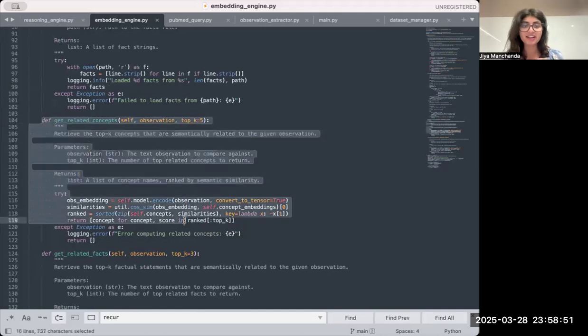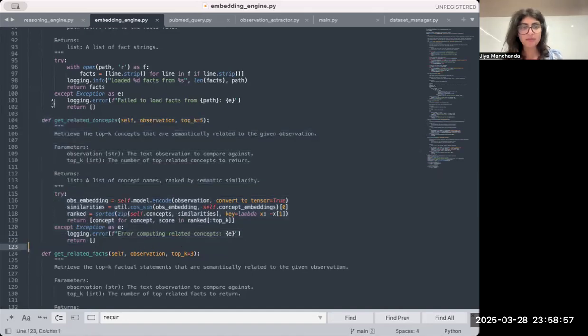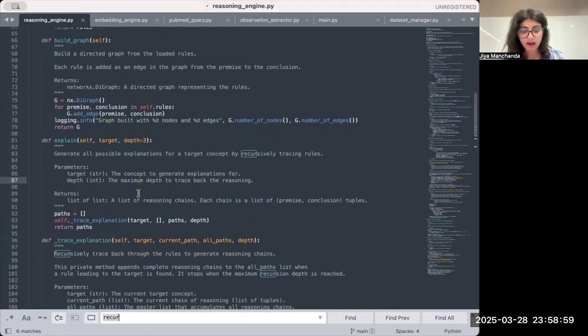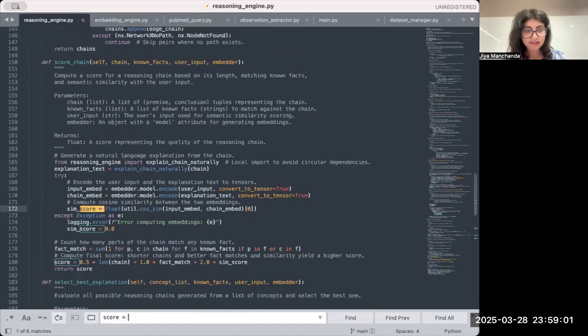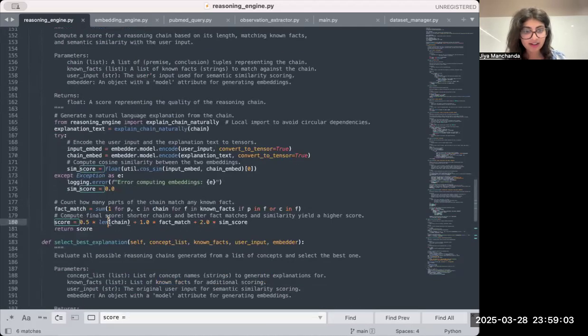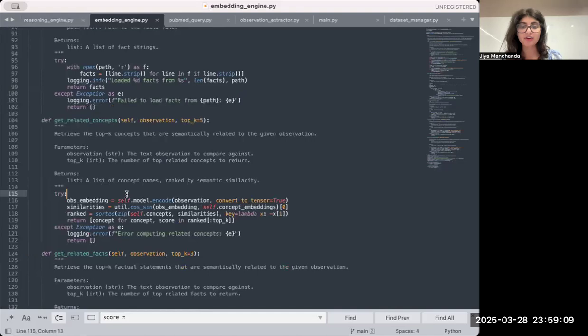So get related concepts in the embedding engine, which is the neural part of it. It's a custom scoring function that I have here, so that I get a score from both aspects of it. And then ultimately, I have a reasoning model that does semantic reasoning over it. So yeah, I hope that makes sense.